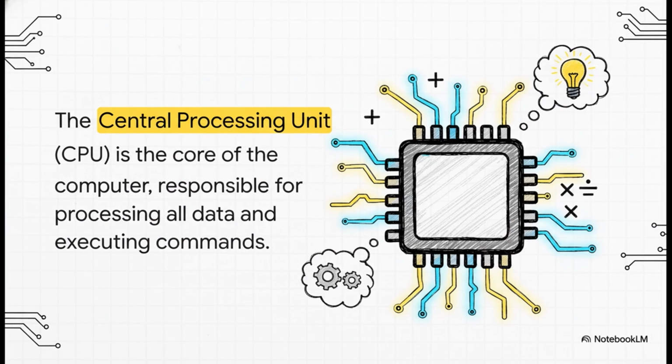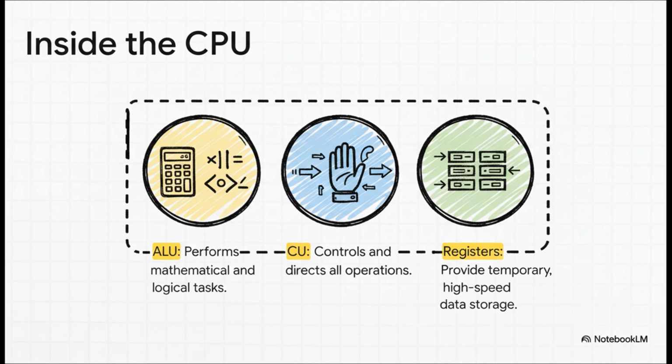Now, the absolute hero of this whole operation is the CPU, the central processing unit. And look, calling it the brain isn't just a cute nickname. It's legit. It's this tiny little chip, but it's packed with billions, billions of microscopic on-off switches called transistors. And if we peek inside this brain, we find 3 really important parts.